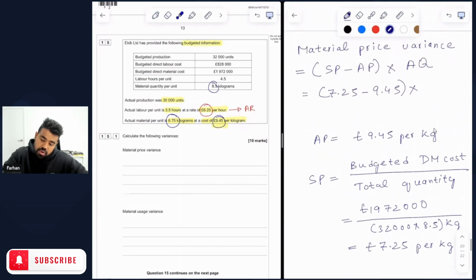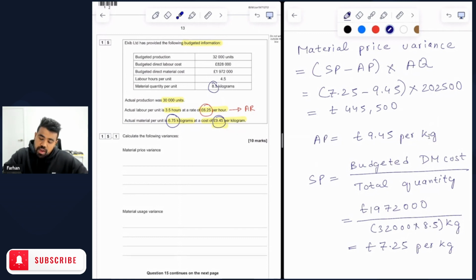So now that we have the actual quantity of raw materials required for producing 30,000 units, and we have the standard price and the actual price as well, we can just insert all these numbers and you should find the material price variance. Now, the answer comes to 445,500 pounds. Now, is this a favorable outcome or an adverse outcome?